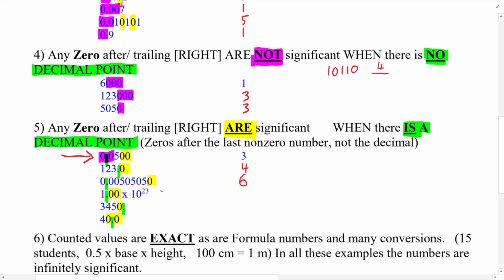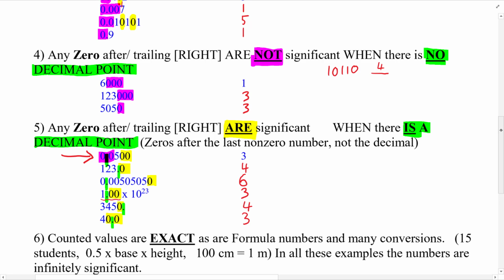Okay? This is the first number that's in scientific notation. And it's important because we deal with a lot of scientific notation. And it's very easy. How many numbers you write down before the times 10, that's how many sig figs there always are. That's the rule. Because there's a decimal when you write scientific notation. So this will be 3. You don't have to worry about the 23. You don't have to worry about the 10. You just look at the 1.00 in this case. 3,450 with the decimal point there, that'll be 4 sig figs. And 40.0 will be 3 sig figs.